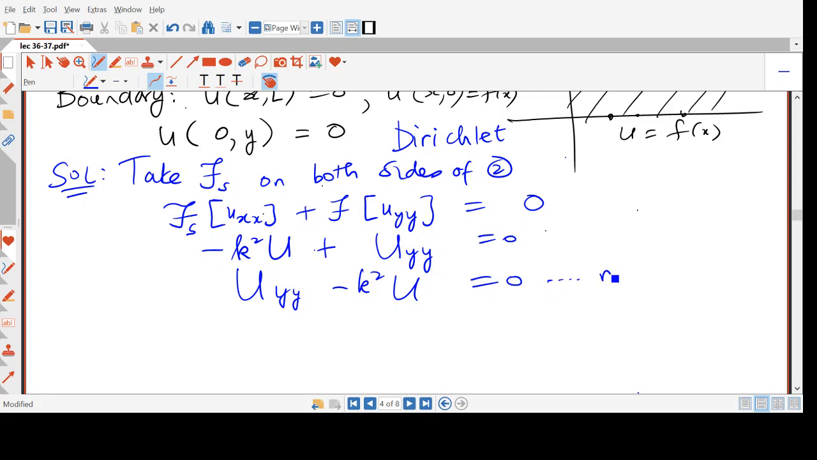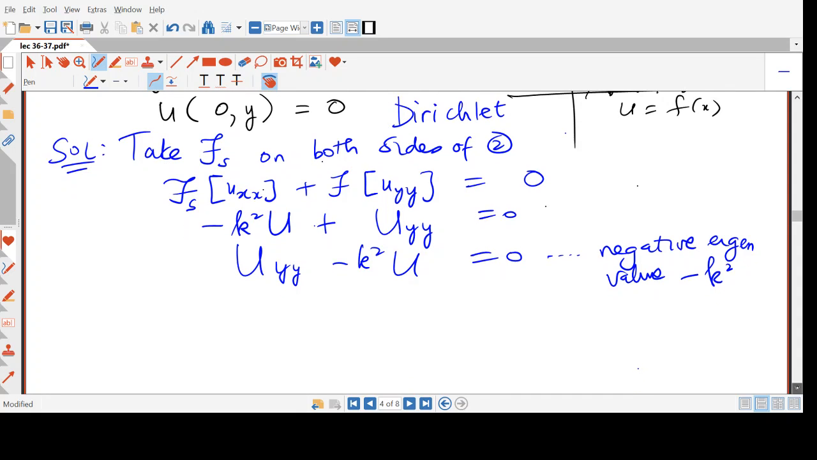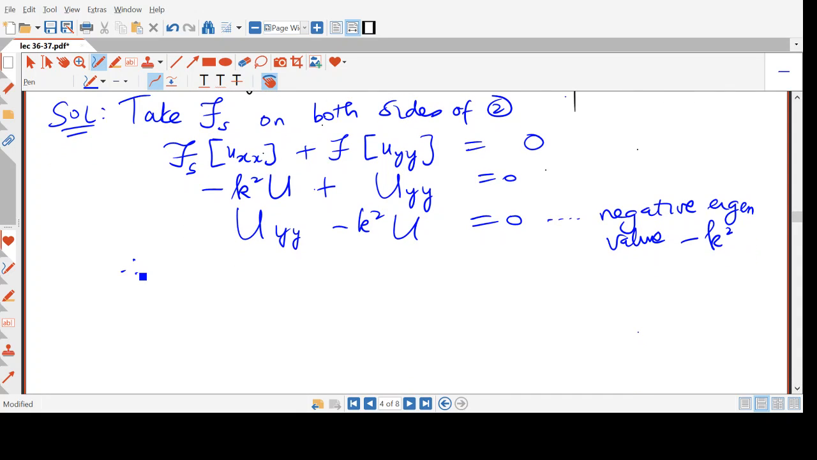Now recall here we have a negative eigenvalue, minus k squared. k squared is a positive thing because it's a perfect square. Minus k squared is definitely known to be negative. Therefore, the suspects are U could be of the shape a cosh something plus b sinh something, right? Because of the negative eigenvalue.